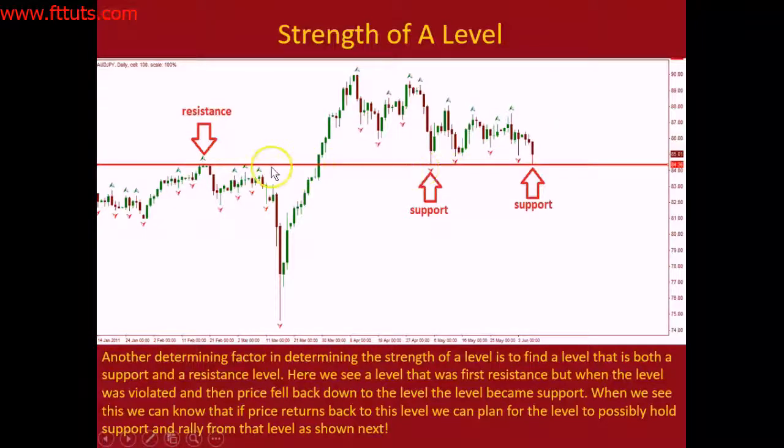A lot of times you'll find a level that is just a support level or just a resistance level. It might not be as strong as a level that was once both resistance and support. So when we see this, we can plan that if price returns to this level, the level may hold as support and rally from there, as shown in our next slide.